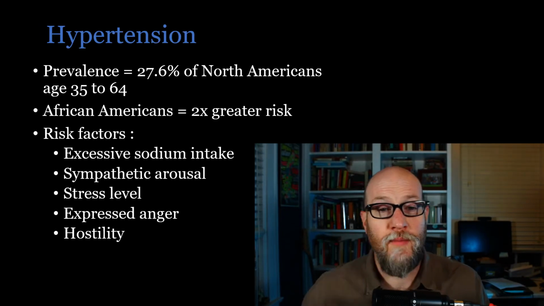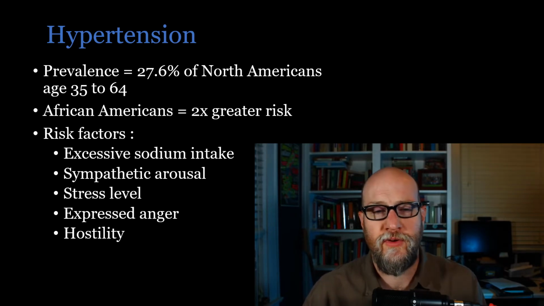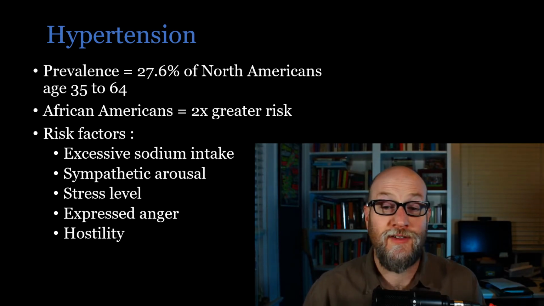Hypertension is quite common, in more than a quarter of North Americans ages 35 to 64. There are some racial and socioeconomic factors at play here. We know that African Americans have 2 times a greater risk for hypertension than their Caucasian counterparts. Excessive salt or sodium intake is a major risk factor. Sympathetic arousal, or having a highly reactive autonomic nervous system, is a risk factor. Stress level, of course, and degree of expressed anger, right?